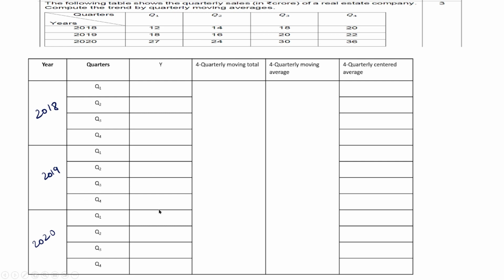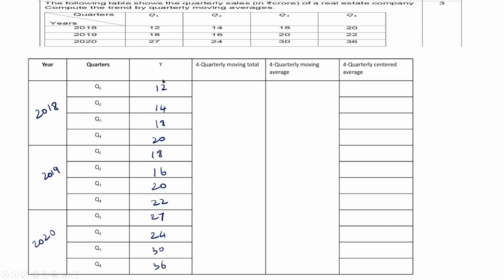Now we have to write the data accordingly as y is given by 12, 14, 18, 20. So these are the quarterly data for 2018. Next we have to write the quarterly data for 2019. So it is 18, 16, 20, 22. Then we have the quarterly data for 2020. It is 27, 24, 30, 36.